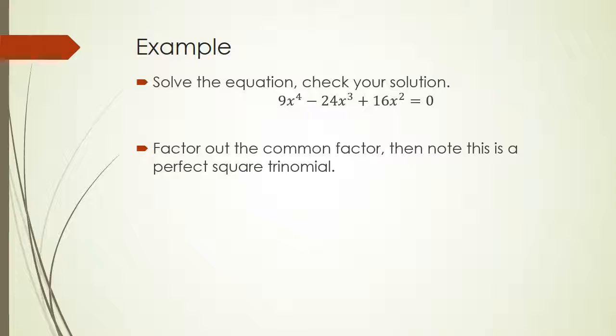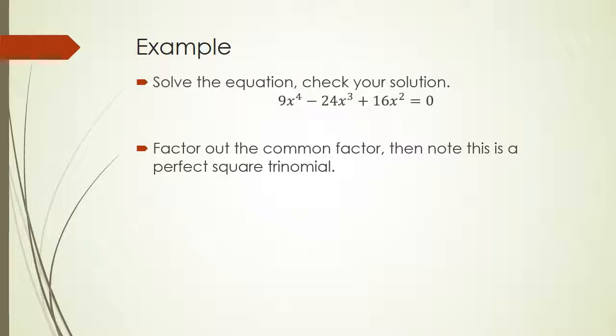First, we notice that every term has an x, or really an x squared. So we are going to factor that out. The other thing I noticed, we have the 9 up front, the 16. There's a really good chance that this would be a perfect square trinomial. How do I know it is? Well, take the square root of the first and last term. The square root of 9 is 3 and the square root of 16 is 4.